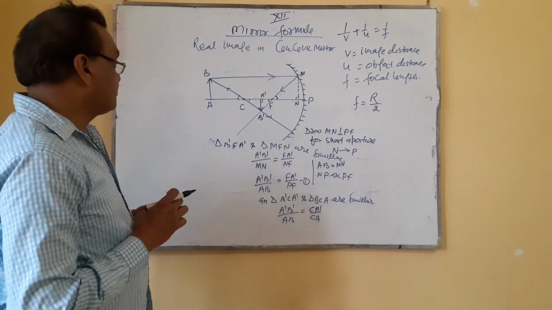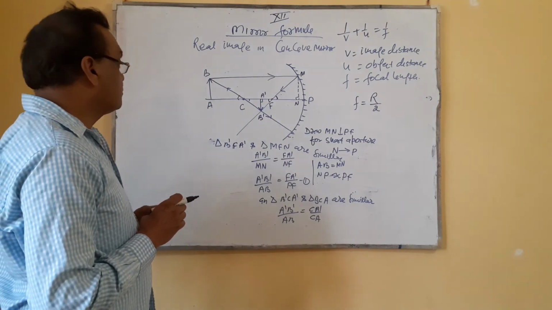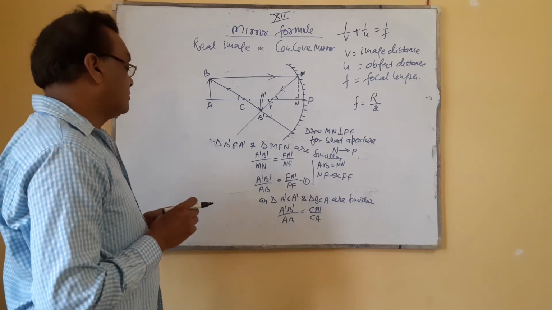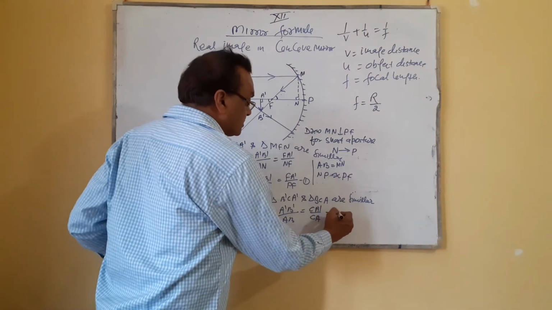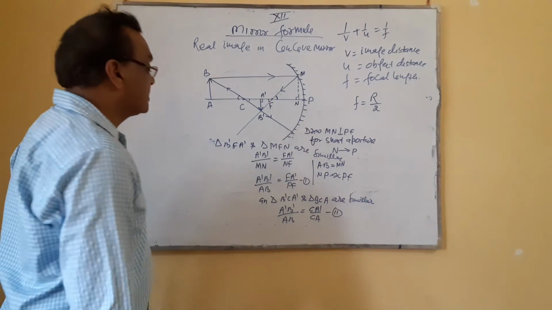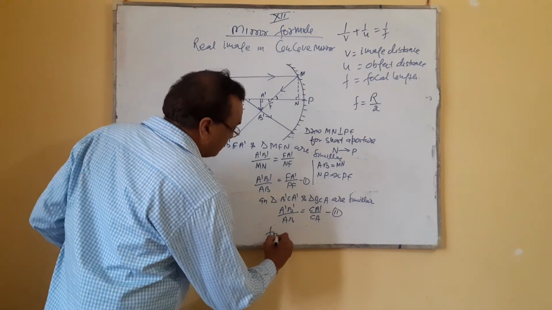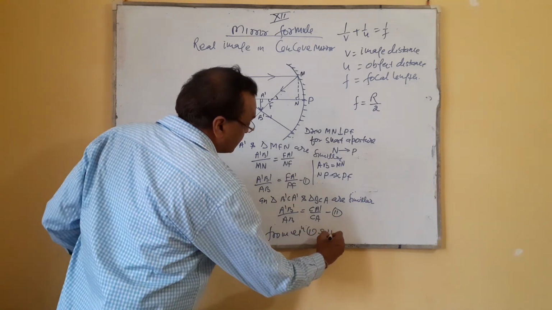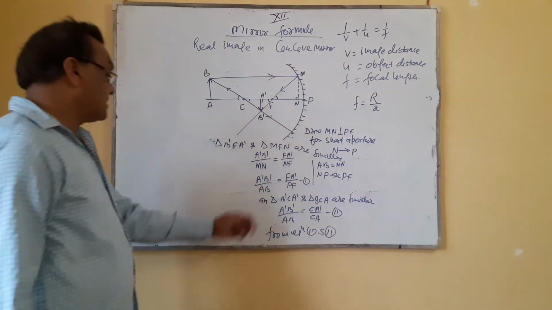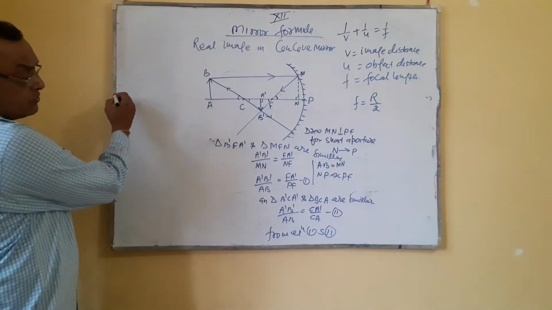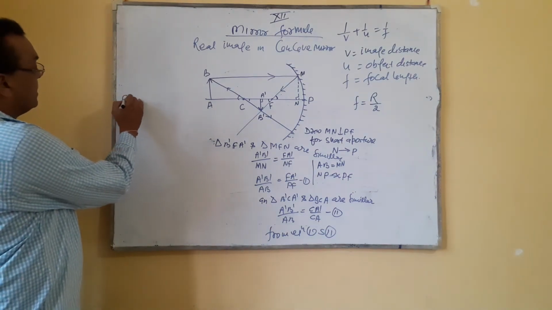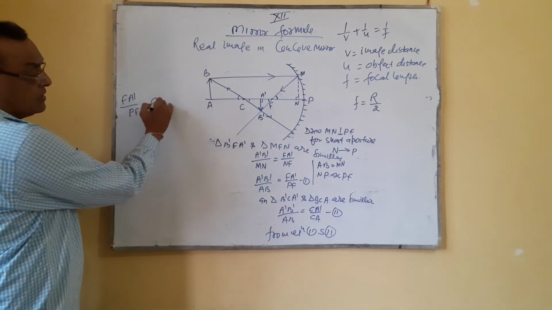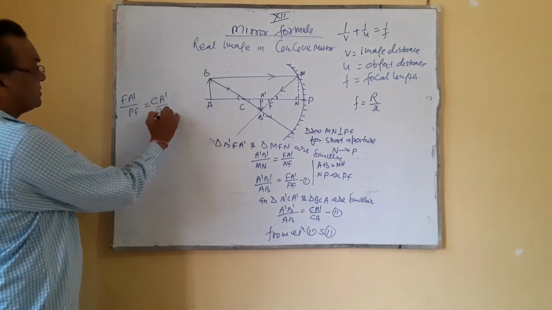A'B' upon AB is equal to CA' by CA. Okay, this is the second equation. Now take from equation first and second. From equation first and second, what will be? Left side equal, so the right side will also be equal. So what will it be? FA' by PF is equal to CA' by CA.